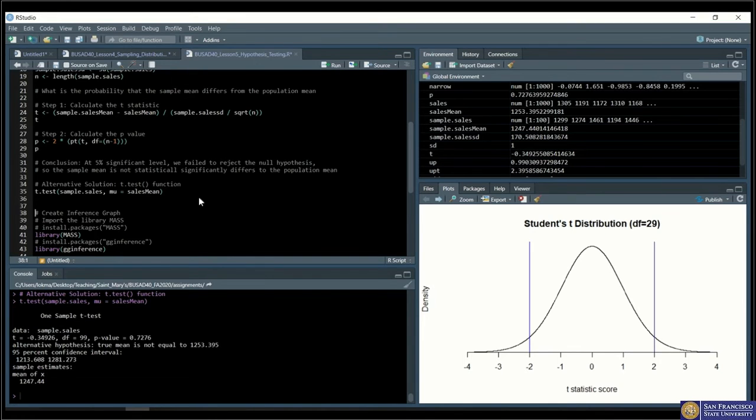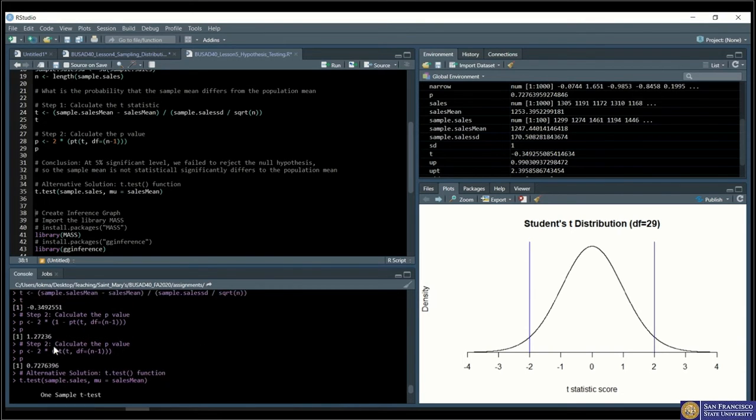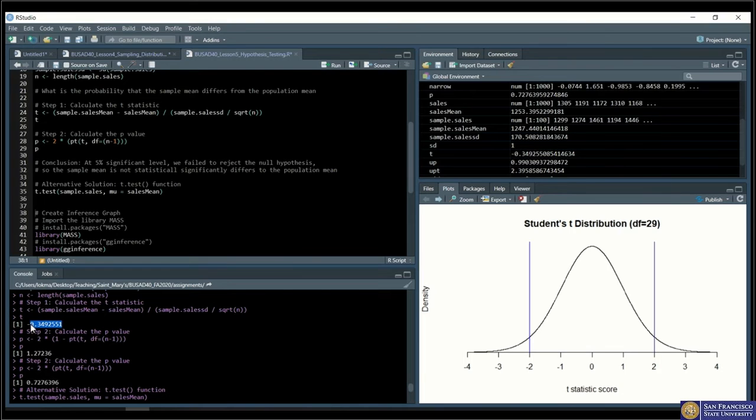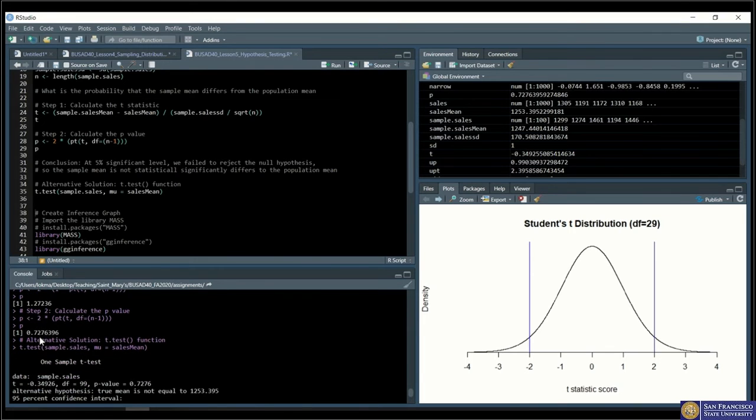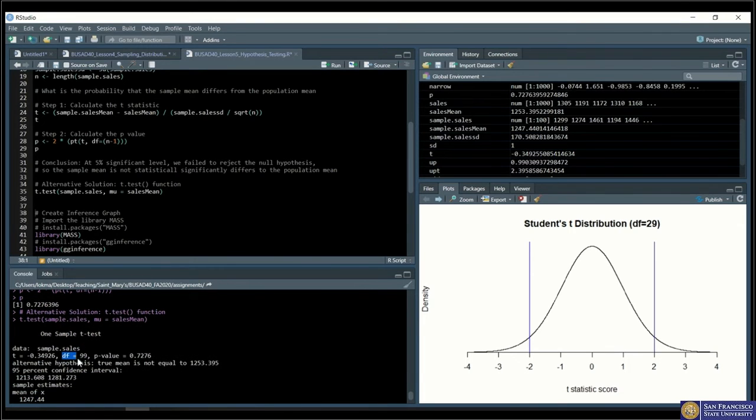So this t-test function returns several important things that you should know. Number one, we know that the t location is negative 3.4926, which is exactly what we calculated earlier. The degrees of freedom is 99 because we have 100 observations minus 1. The p-value is 0.7276 for two-tailed tests. And here is what we calculated earlier.